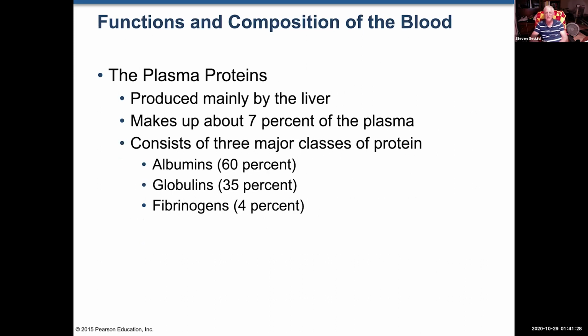All right, so your plasma proteins. Plasma proteins we talked about are produced mainly by the liver. They make about 7% of the plasma. Remember, 92% is water. So 7% of these plasma proteins. There's 3 major classes of these plasma proteins. There's albumins, globulins, and fibrinogens. Albumins make up 60% of your plasma proteins. Globulins make up 35%, and fibrinogens make up roughly 4%.